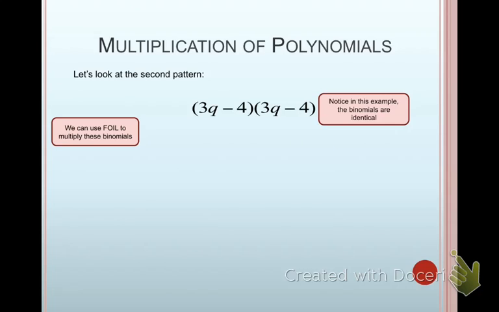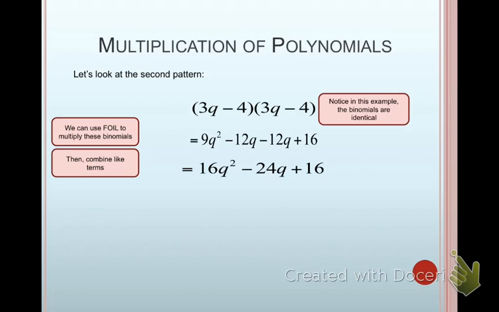3q minus 4 times 3q minus 4. Notice that these two binomials are identical, and if we were to FOIL them out, we would have 9q squared minus 12q plus 16. And we would be able to combine those two terms in the middle, the O and the I, and they would actually then double to become a negative 24q. And that would give us 9q squared minus 24q plus 16.